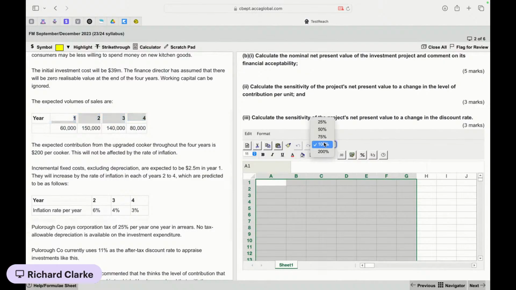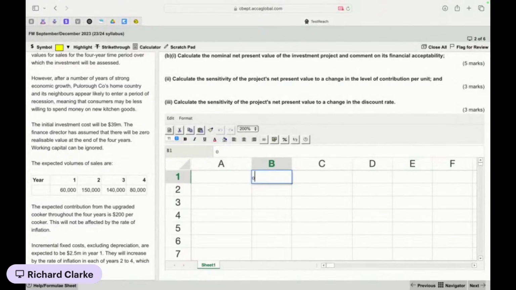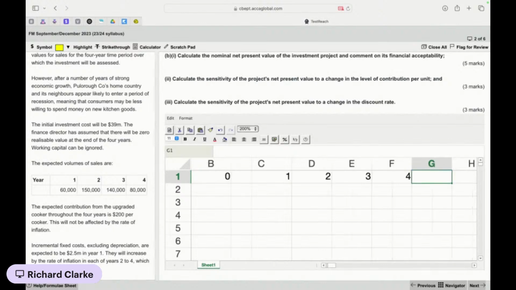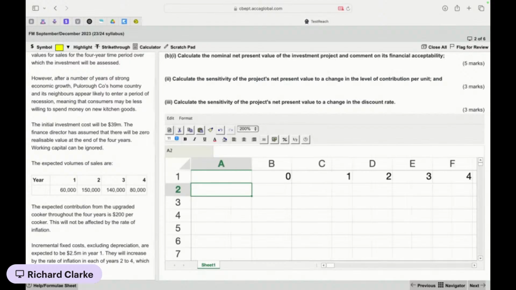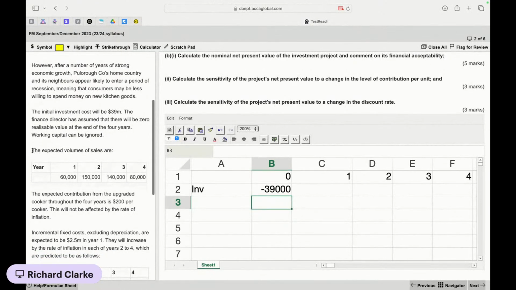Let's make it bigger for you and squash this up so it becomes a bit bigger. Year 0, year 1, year 2, year 3, year 4, maybe year 5 if there's tax involved. In year 0, we've got this investment of minus 39,000. So far, so good. Then it says the expected volumes of sales: 60,000 units in year 1, 150,000 units in year 2, 140,000 in year 3, etc.